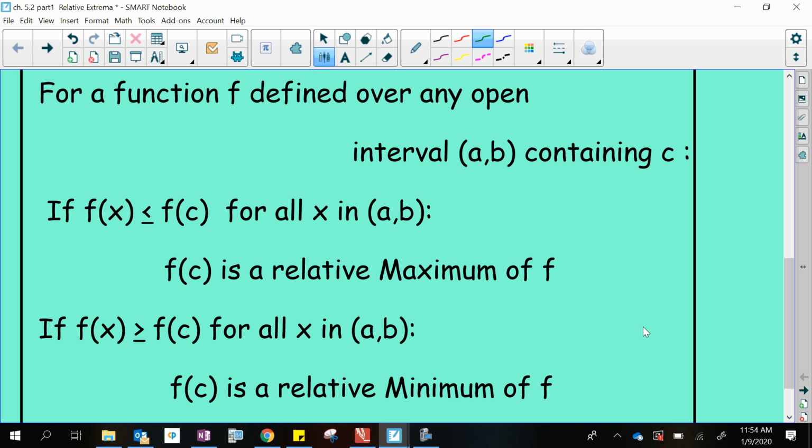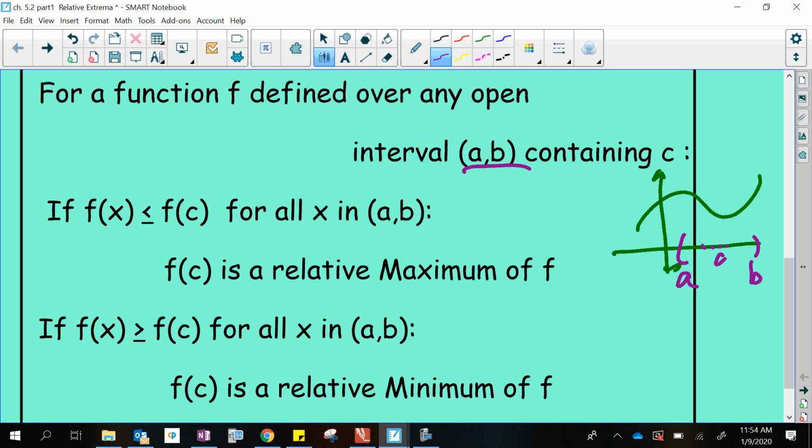So this is just saying for a function f defined over any open interval (a, b) containing c. That just means if we have some graph that we're looking at in some interval, we can name an interval anywhere, and we'll call the endpoints a and b, and c represents any possible point in there. It means any open interval a to b that contains some point c.